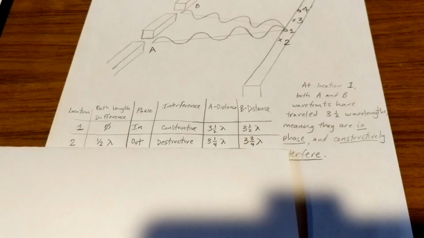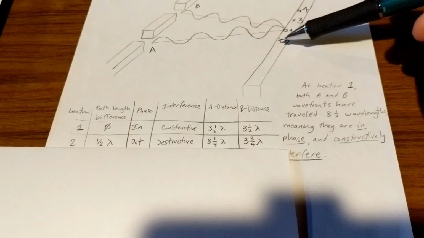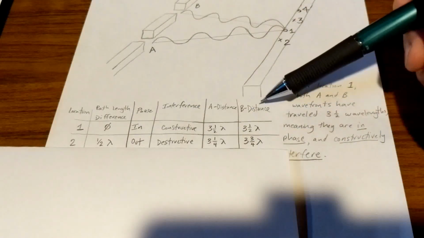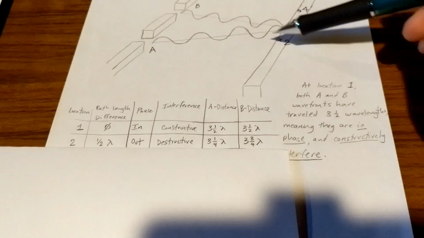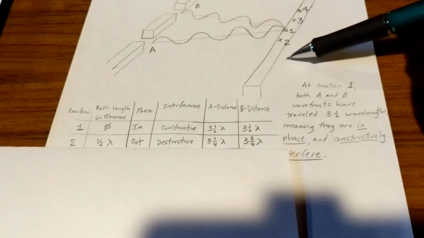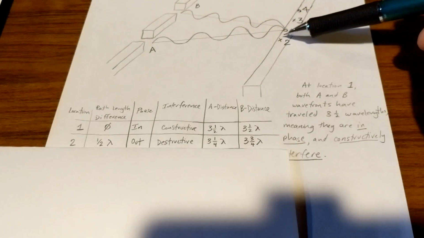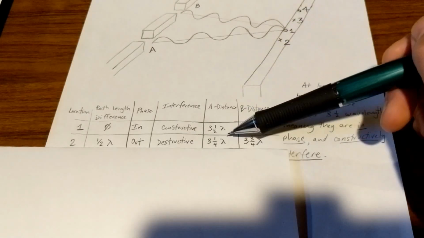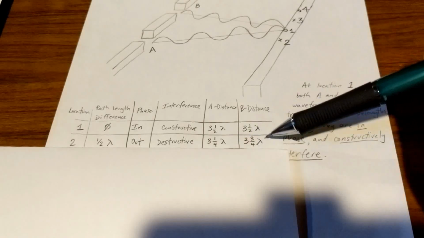If instead we analyzed the waves' interaction at location 2, we should talk about how we fill in this row of the same information, or the same table. At location 2, which is closer to A than location 1 was, but further from B than location 1 was, it's reasonable to assume that a place like this location at 2 would exist, where the A distance might have been reduced to 3.25 wavelengths, while the B distance would have been increased to 3.75 wavelengths.